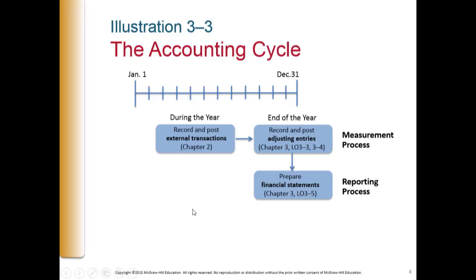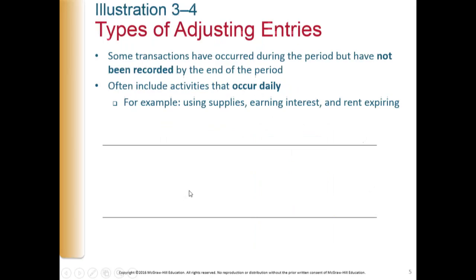The other thing that's going to happen is that the company is going to prepare financial statements, and you've seen those as we've studied Chapter 1 and 2. And then finally, the company would record closing entries, and we'll talk about those in just a few minutes.